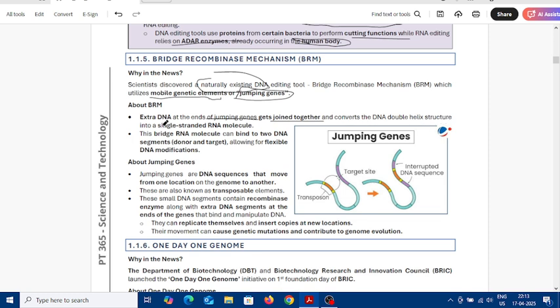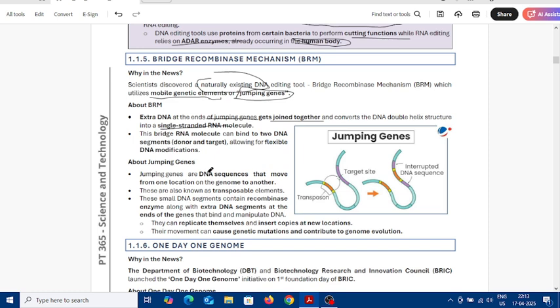into single-stranded RNA. ये double stranded DNA को single stranded RNA में convert कर देता है. This bridge RNA molecule can bind two DNA segments, donor and target, allowing for flexible DNA modification.